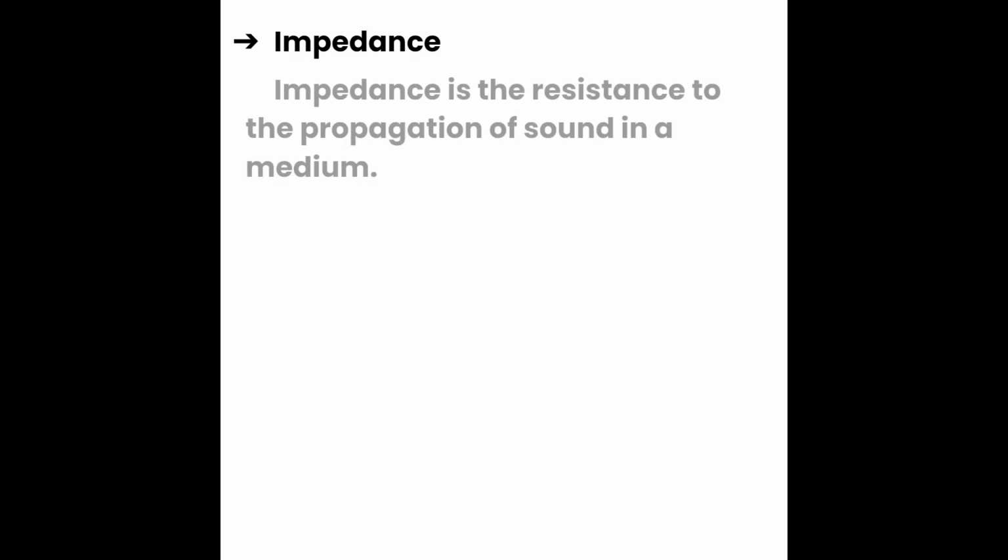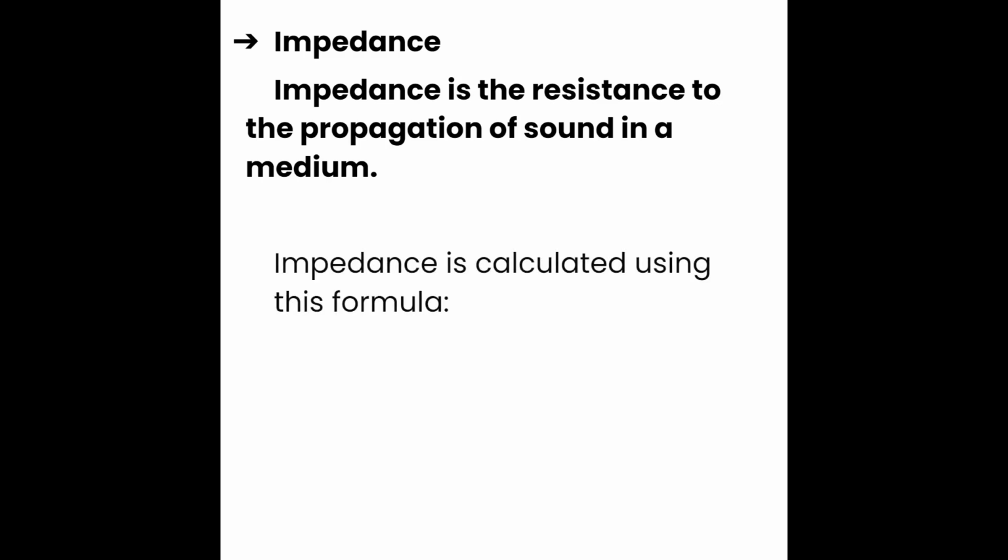The first vocabulary word that I want to cover with you is called impedance. Now, impedance is going to be the resistance to the propagation of sound in a medium. Acoustic impedance is one of the determining factors of an interface. When two media are adjacent to one another, one of the ways that sound can be reflected is if there is a change of impedance from one media to the next. The impedance of a medium is calculated using this formula. So we have Z, which represents impedance in the unit of rayls, equal to density multiplied by the propagation speed.